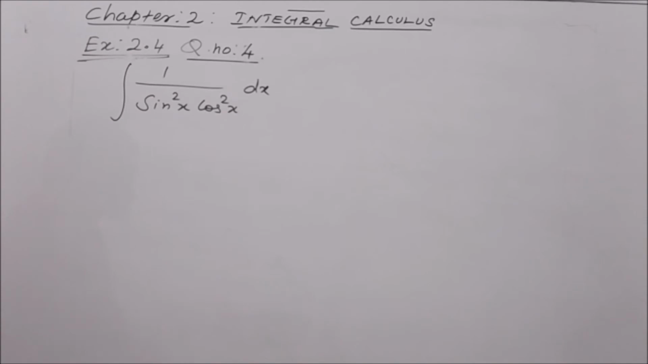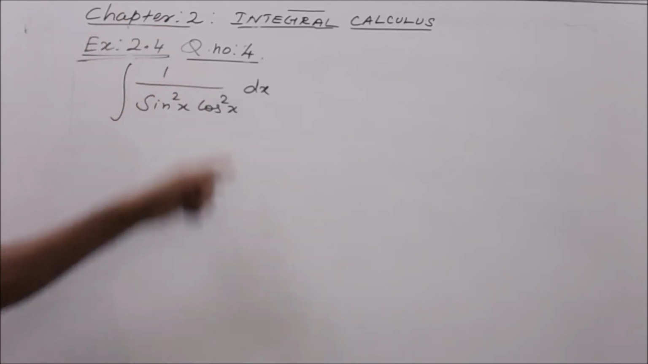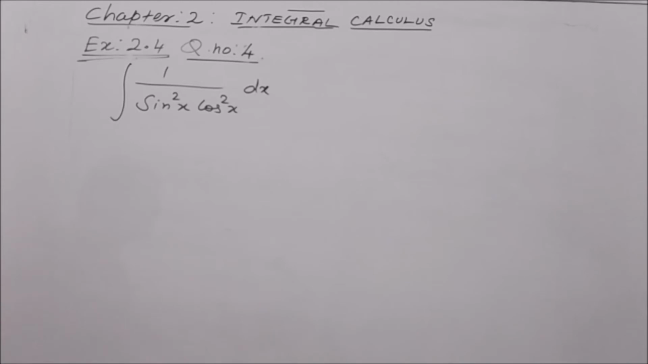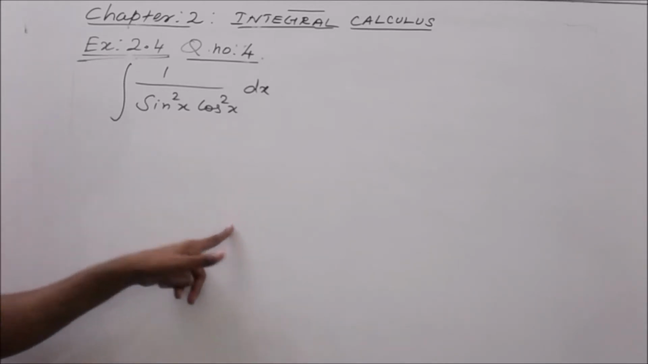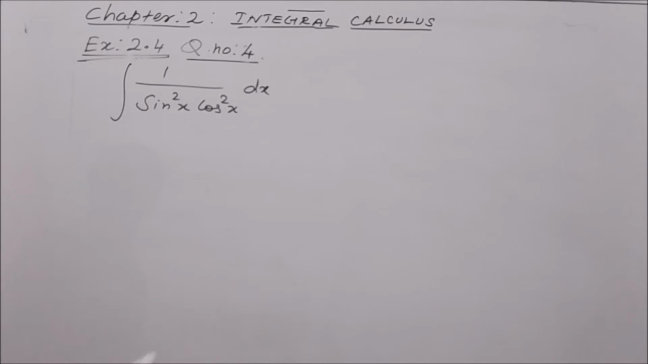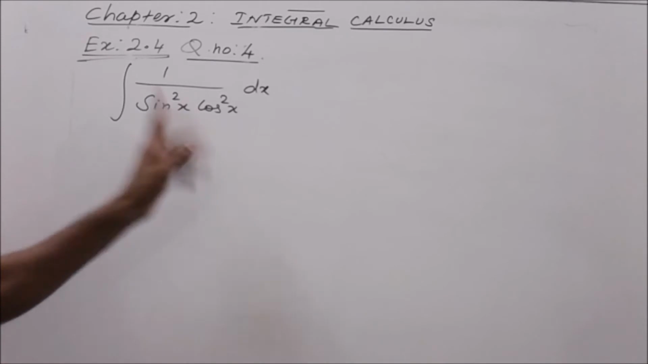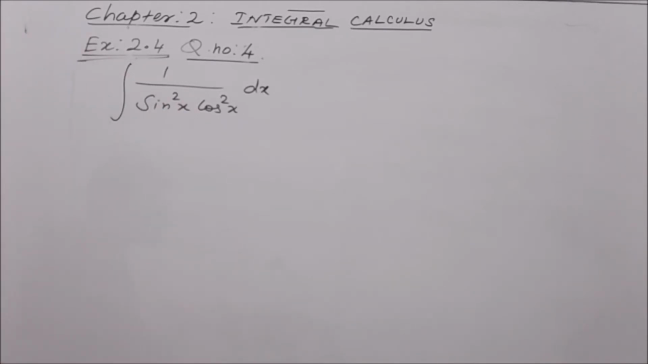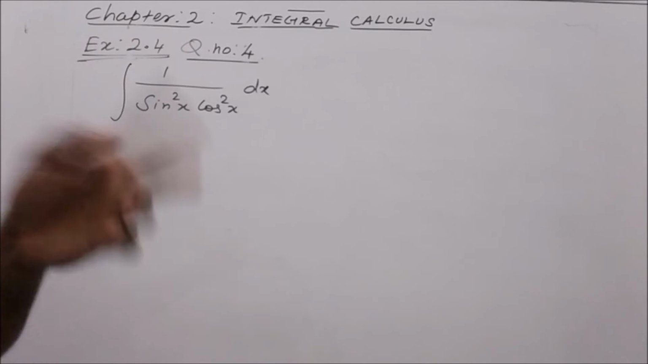Both are in square. We don't have a direct formula, and also in fraction it is impossible. So we can convert: 1 by sine square is cosecant square, 1 by cos square is secant square, and cosecant square into secant square also we don't have a formula, but we can alter it. But here it is easy to understand. Here sine square and cos square. Just think of the formula of sine square plus cos square, the very first identity, that is 1. So replace this 1 by sine square and cos square.